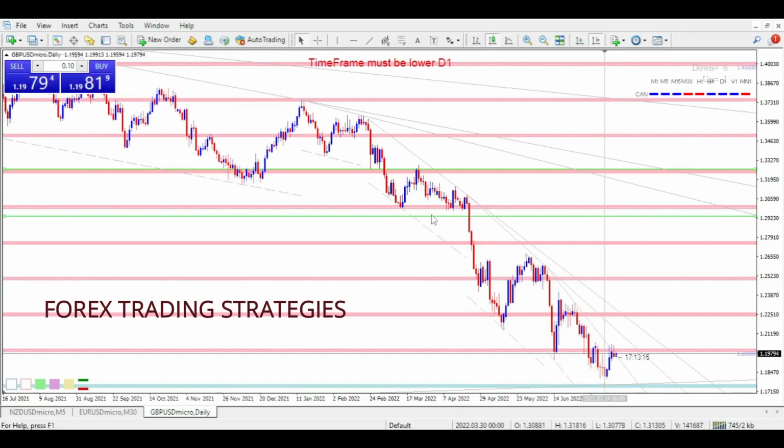So people will take their sales right at the retest. So that's the second type. The first type is catching the breakouts, and the second type of entry, what you can do is you wait for the retest.